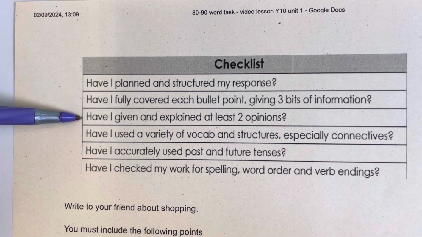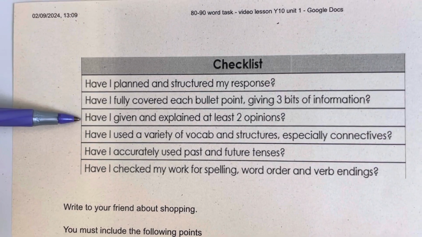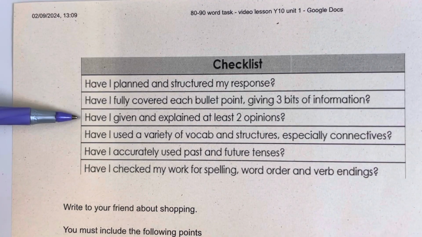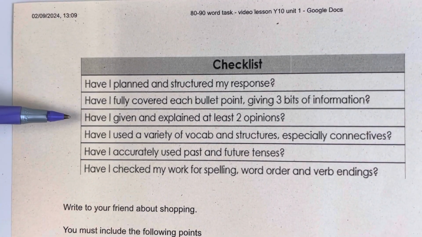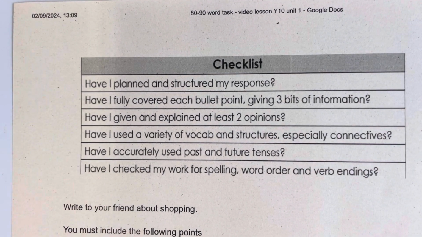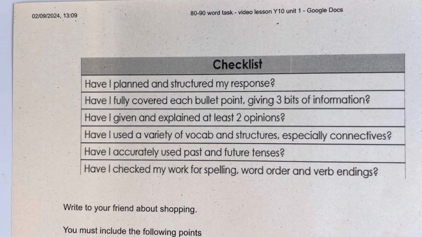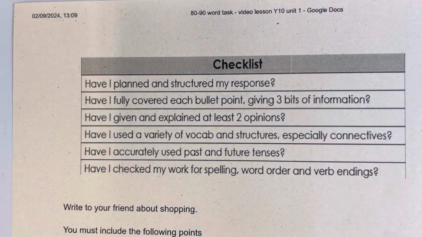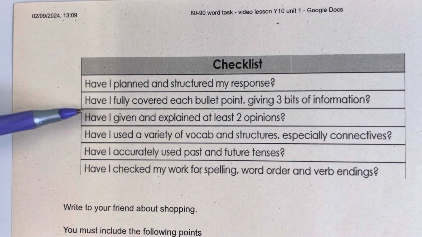Have I given and explained at least 2 opinions? Again, for you guys, this is going to be a walk in the park. We've been doing this since year 7, 8, 9. We know how to develop our opinions. If we can give an opinion, we can give an opinion starter. If we can give an adjective, we can give an intensifier. If we can give an intensifier and an adjective, we can use a ça me phrase, and the list goes on. This should be well within your wheelhouse.